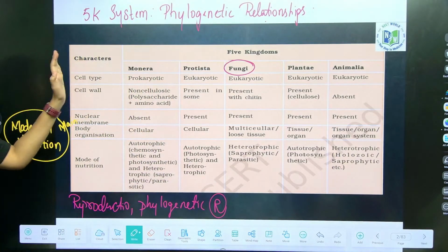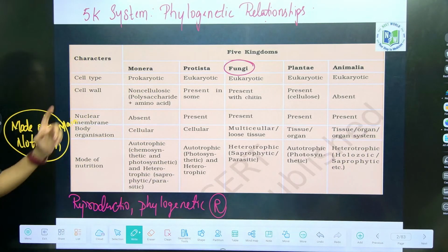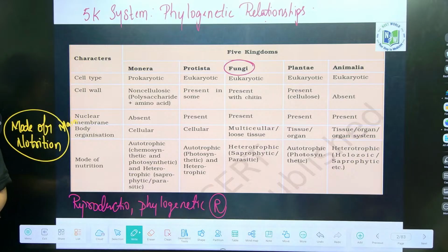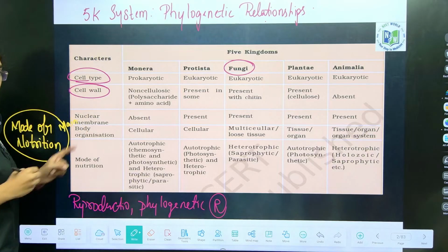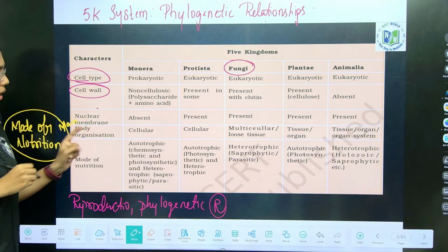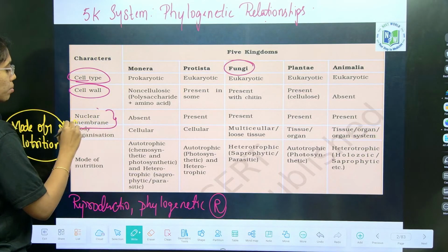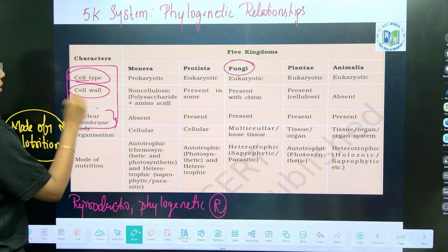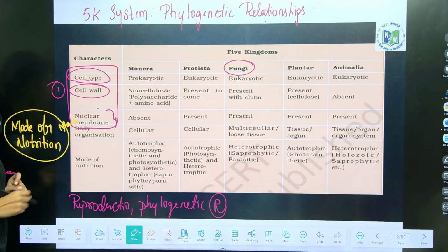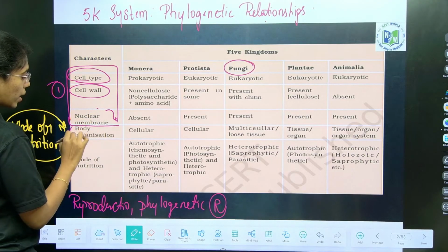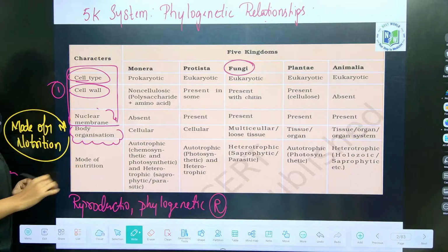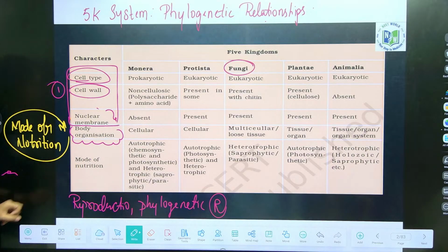Okay. In this table which is given in your NCERT, first is type of cell, be it prokaryotic or eukaryotic, and cell wall. Cell wall, thallus and nuclear membrane. These 3 come under what, cell type only, no? Which is the first criteria. Second is body organization or thallus organization, which is one and the same, no? Followed by mode of nutrition.